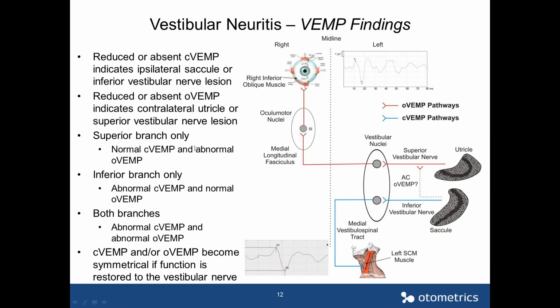If the patient has superior branch abnormality, CVEMPs should be normal because that branch is intact, and OVEMPs should be abnormal. If it's an inferior branch only, you will see CVEMPs being abnormal and OVEMPs should be pretty much normal. If both branches are involved, both of these will be abnormal. If the function returns to the vestibular nerve, these both become symmetrical after the function has been restored.